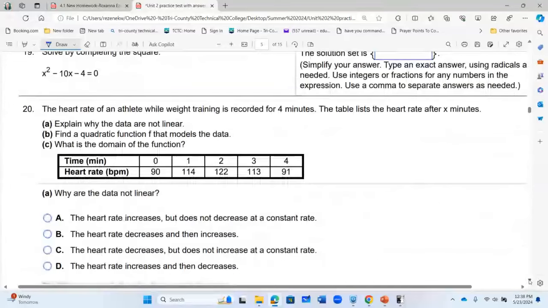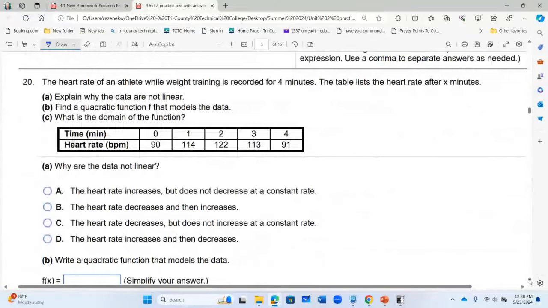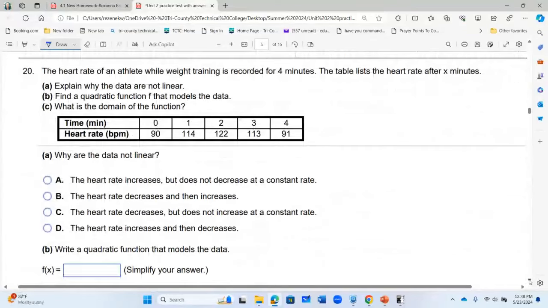Okay, look at number 20. Number 20 gave us a table: the heart rate of an athlete while weight training is recorded for 4 minutes. The table below lists the heart rate after X minutes. Explain why the data are not linear. Why is it not linear?